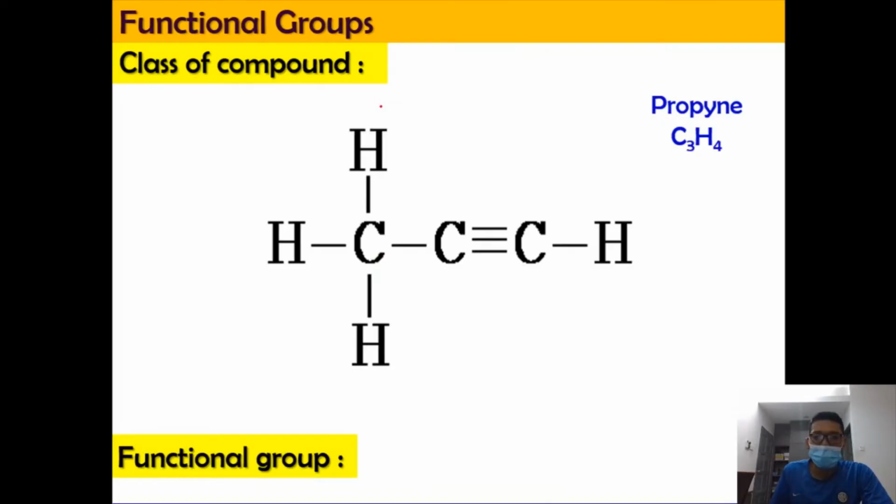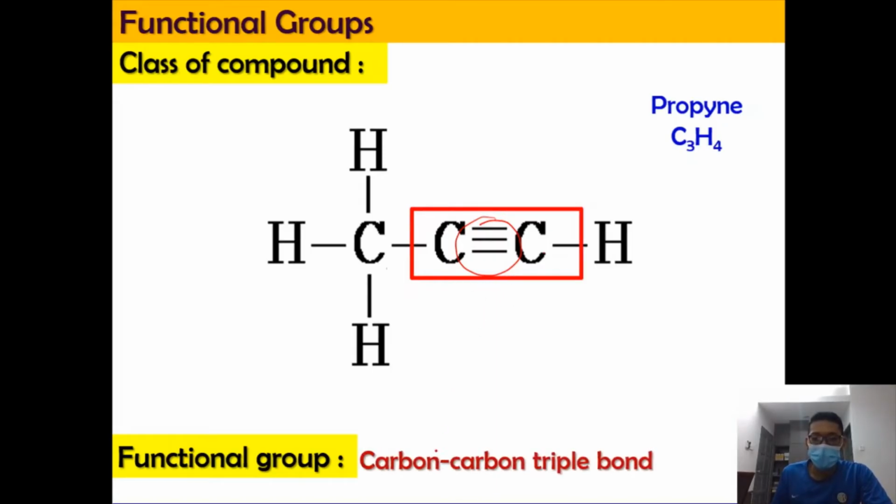Next is propyne. Okay, so for propyne, we have 3 carbons, but one of the bonds here is a triple bond. So this is something that is distinctive, different from the others. So we can say that the functional group here is a carbon-carbon triple bond. Hence, we can say that the class of the compound is going to be alkyne. So, as you can see, by knowing the functional group, we can determine the class of the compound.